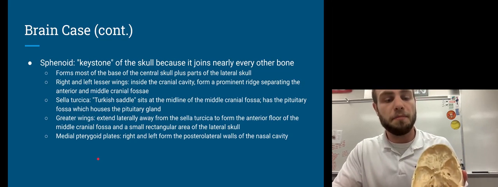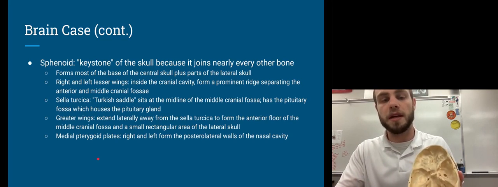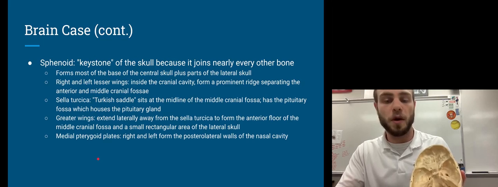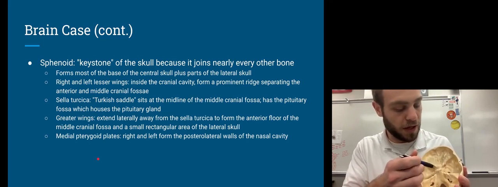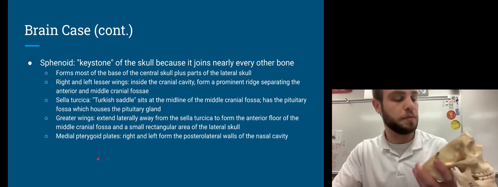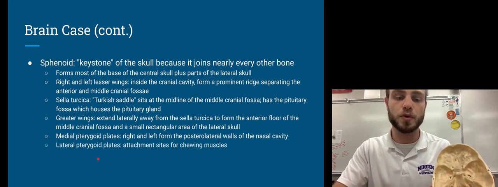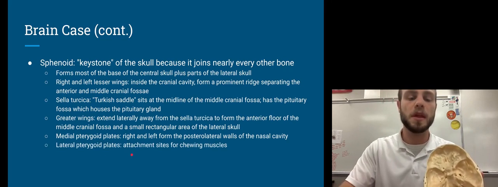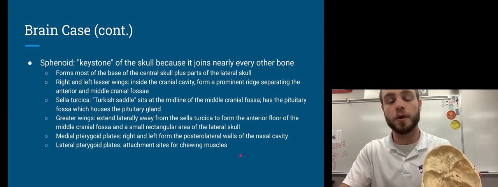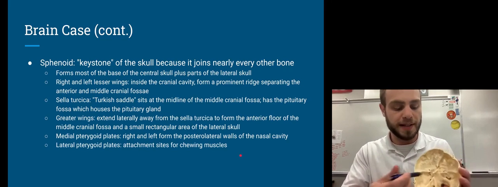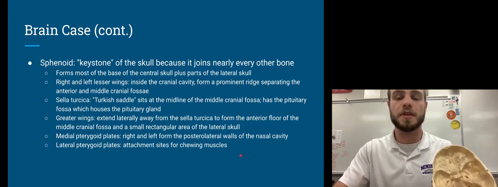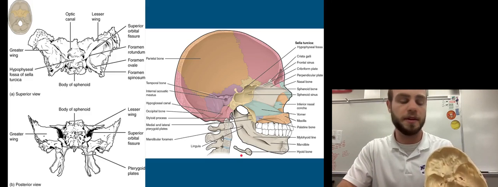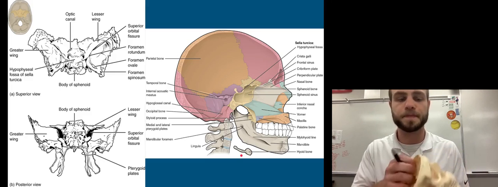You also have the medial pterygoid plates, which are going to form part of the posterolateral walls of the nasal cavity. So those are going to be all the way up here. And I'm just now realizing this was a very poor choice of model to see the sphenoid bone. You do also have lateral pterygoid plates, which are going to provide attachment sites for muscles on the anterior and lateral side.